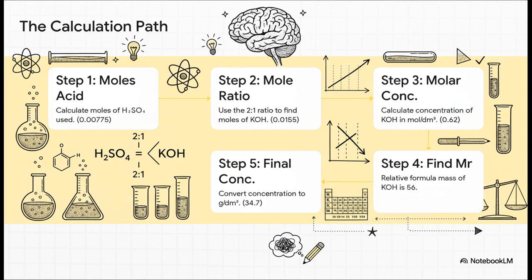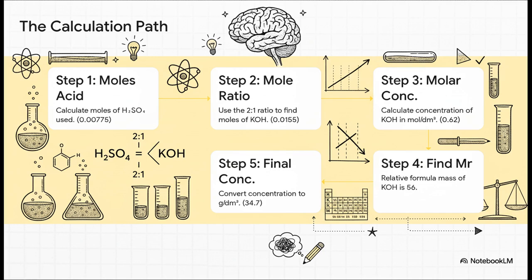First, just calculate the moles of the sulfuric acid. Simple enough. Now, step 2, and this one is so important. Use the mole ratio from the balanced equation, it's 2:1, to find the moles of potassium hydroxide. Okay, step 3, take those moles and work out the concentration of the KOH. See? We're already over halfway there.